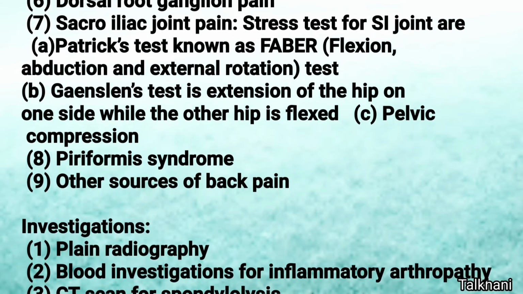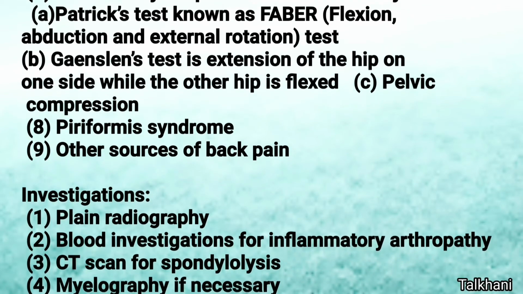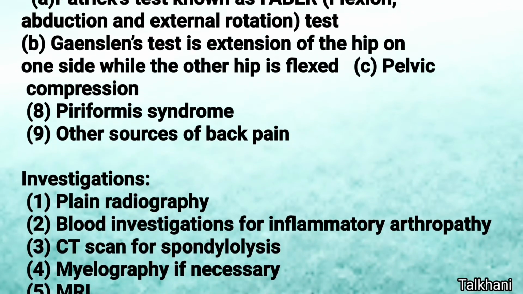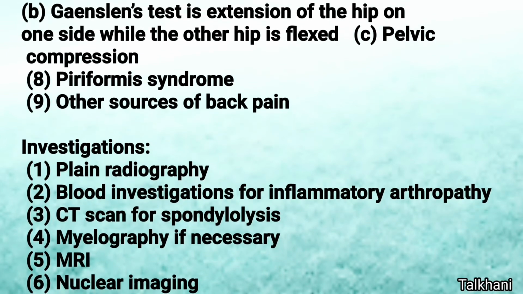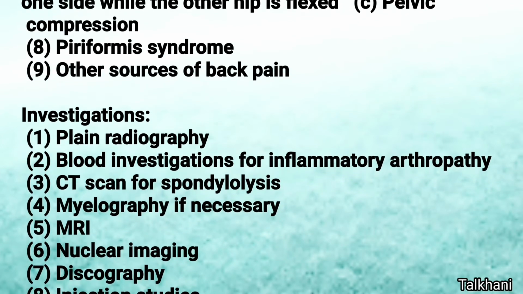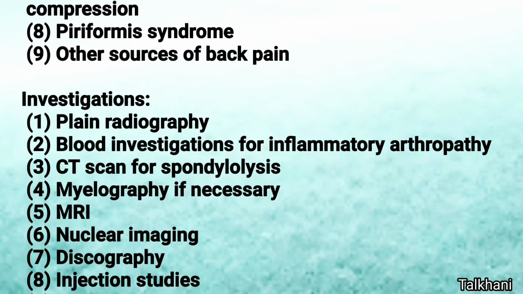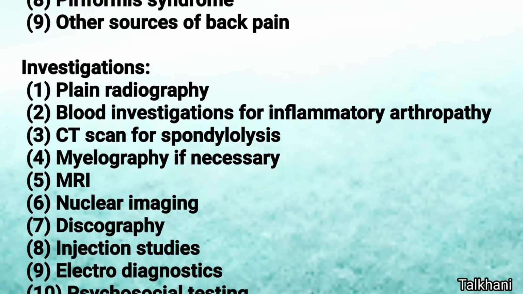B, Gaenslen's test is extension of the hip on one side while the other hip is flexed. C, pelvic compression test for sacroiliac joint pain. Number 8, piriformis syndrome presenting as back pain. And lastly, number 9, the rest of the rare causes are classed under back pain due to miscellaneous sources.